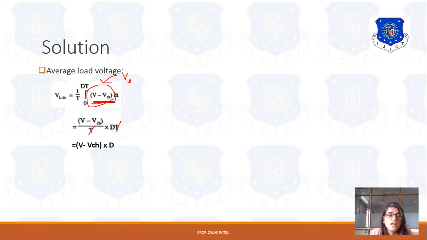So if we put the values, then 200 minus chopping drop, if you see the problem statement, there is a voltage drop of 2 volt. This 2 volt is a chopping voltage, so it should be here. V chopping voltage is equal to 2 volt. So it is equal to 200 minus 2 into 0.3, means 198 into 0.3. So it gives us an average load voltage of 59.4 volt.